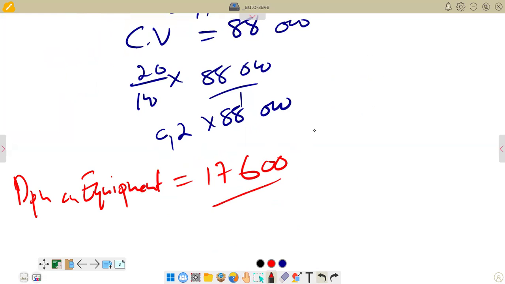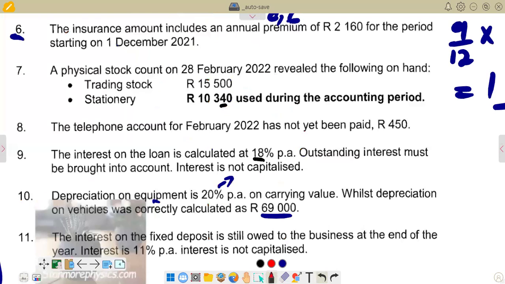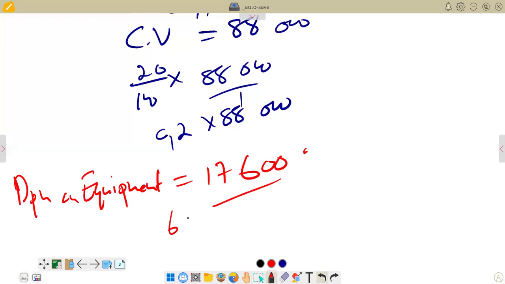So for total depreciation, we take this one plus the one that you are given in the additional information for vehicles. For vehicles, you are given 69,000. So you just say 69,000 plus 17,600 to get the total depreciation that you're supposed to include there. Then you get 86,600.